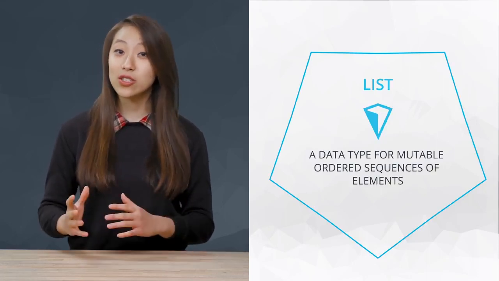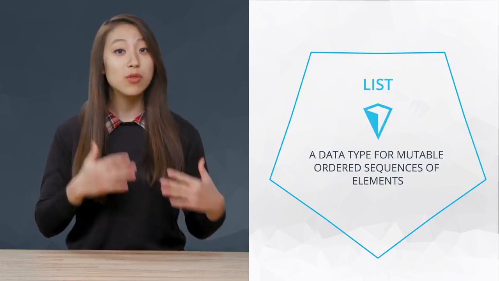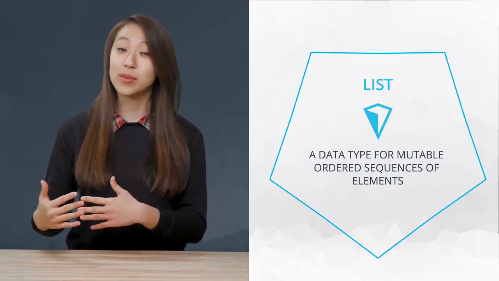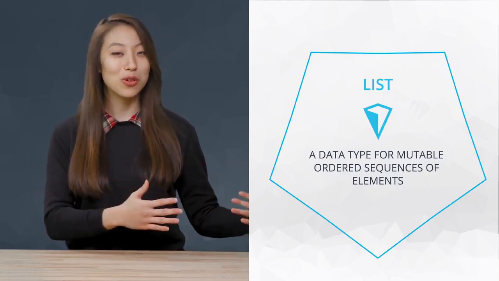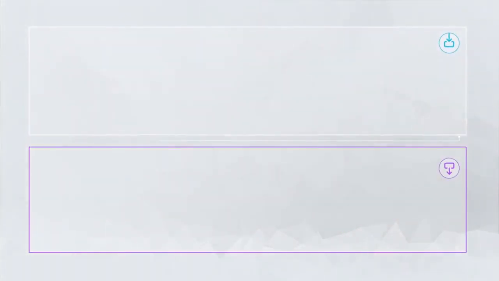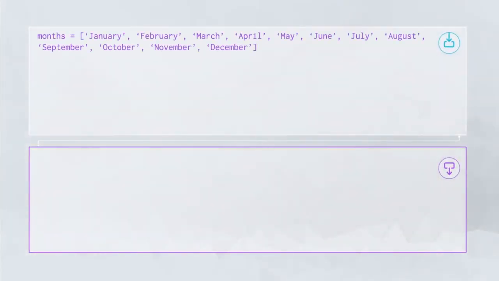A list is a data structure in Python that is a mutable, ordered sequence of elements. More on the mutable ordered part later. This code defines a variable, months, which contains a list of strings. Each element in the list is a month of the year. A list is defined using square brackets and always holds other data which are separated by commas. This data could be a mix of any of the data types you have already seen.